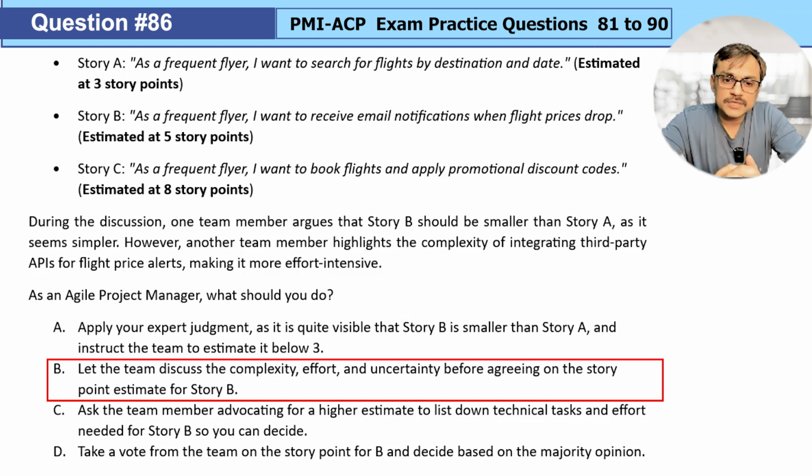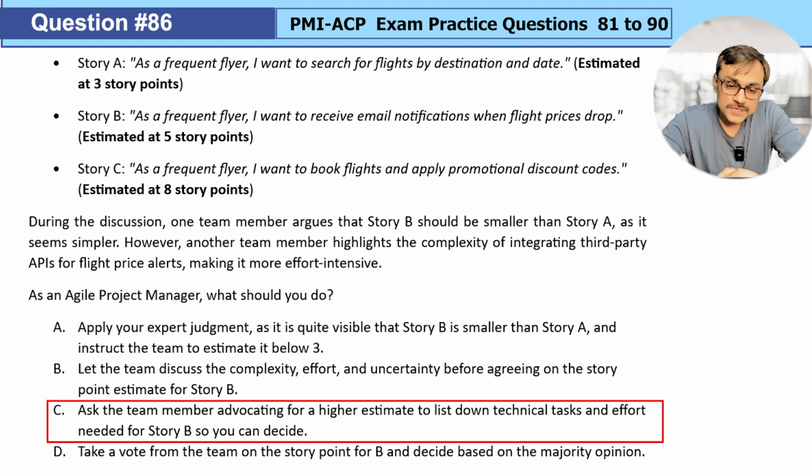Option B, let the team discuss the complexity, effort, and uncertainty before agreeing on the story point estimate for story B. Looks correct. Yeah, option B is good. Option C, ask the team member advocating for a higher estimate to list down the technical tasks and effort needed for story B so you can decide.